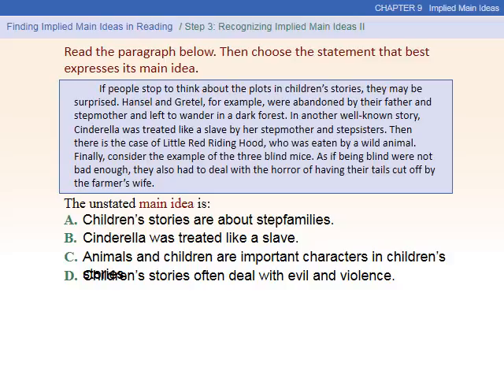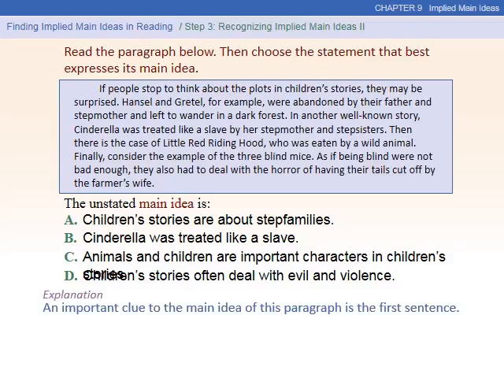So the last answer, which must be right, says children's stories often deal with violence, evil and violence. In the first one, the evil is abandoning children in a dark forest. In the second one, Cinderella is treated like a slave. In the third one, we have the violence of Little Red Riding Hood being eaten by a wild animal. And in the fourth one, we have the violence of the three blind mice having their tails cut off.